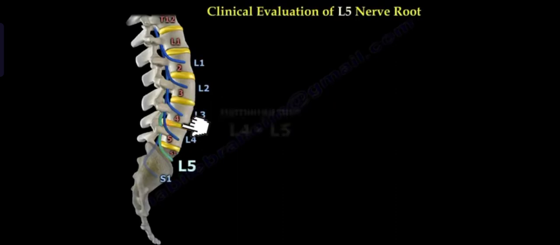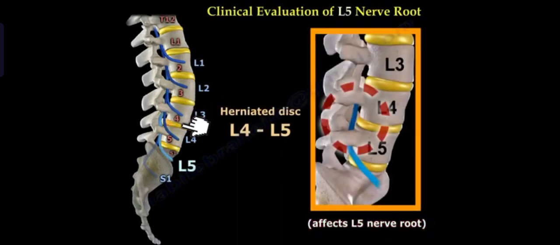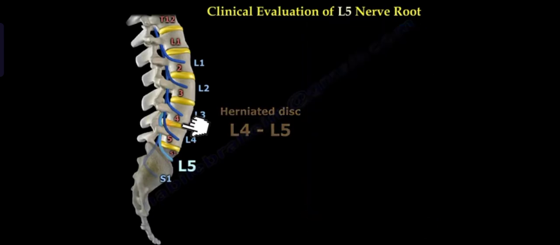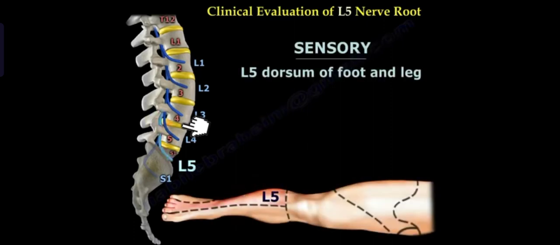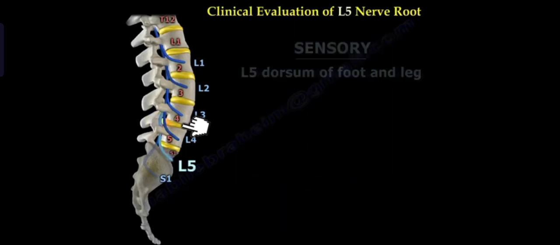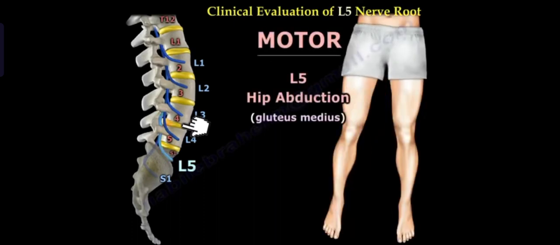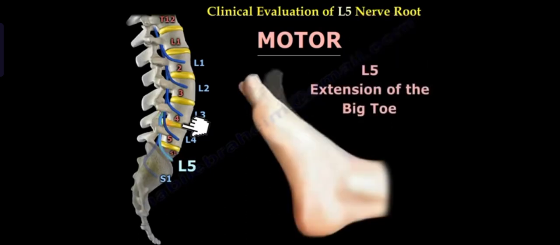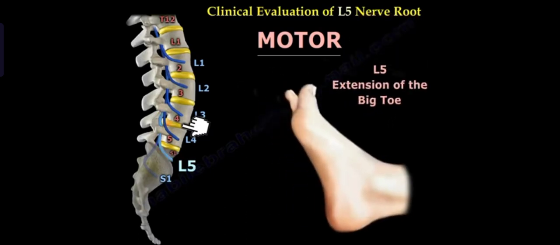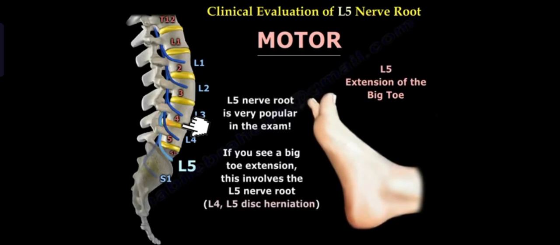A disc herniation between L4 and L5 will affect the L5 nerve root. The sensation will be the dorsum of the foot and the leg. The motor will be hip abduction, the gluteus medius, and big toe extension. The L5 nerve root is very popular in the exam. So they will give you a scenario. If you see a big toe extension, that's an L5 nerve root. It is a L4-L5 disc herniation.